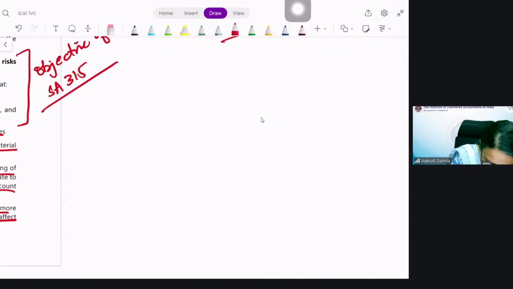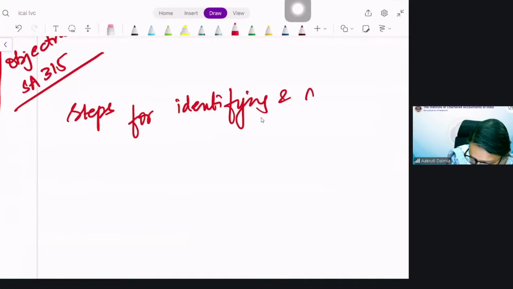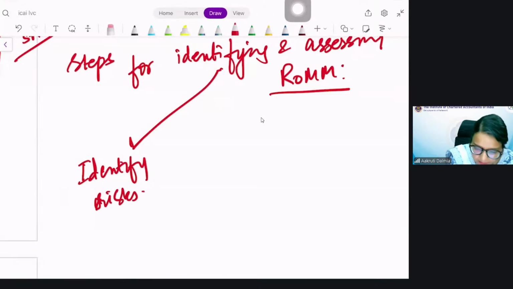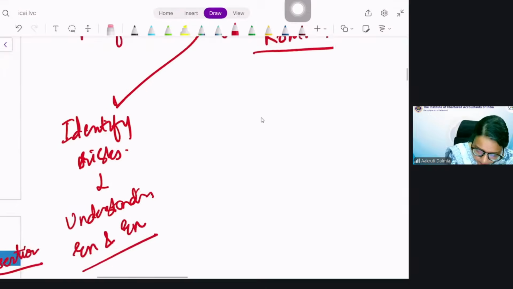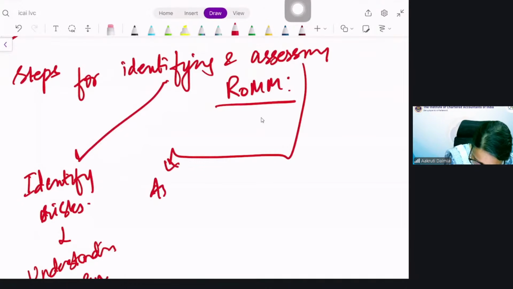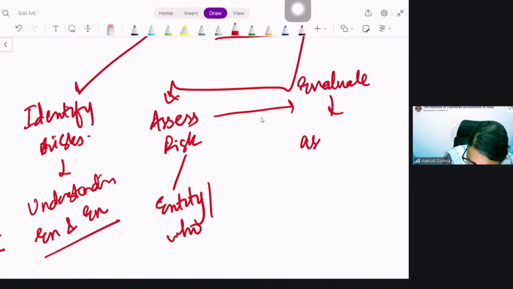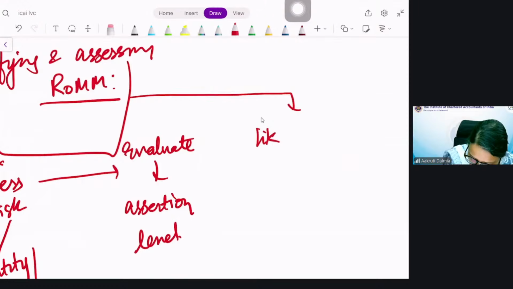So if the auditor wants to identify and assess risk of material misstatement, write the steps. First, identify risk. Very easy. How? By understanding the entity and its environment. Then the second point: assess the risk. I have to assess if it is at entity level, the whole. Second, I have to evaluate whether it is at assertion level. And even if this risk is there, then what is the chance that it will result in misstatement?